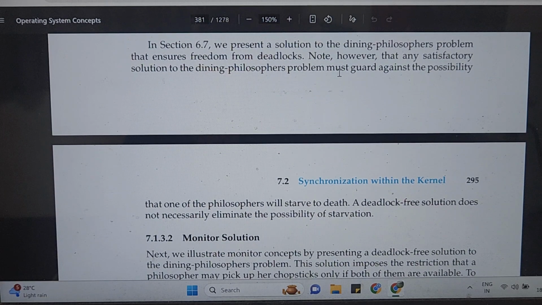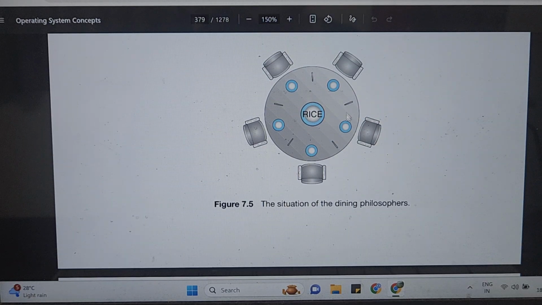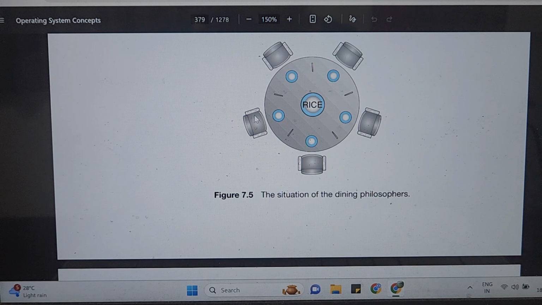any satisfactory solution to the dining philosopher's problem must guard against the possibility that one of the philosophers will starve to death. See, the thing here is, maybe this person first takes both and then they eat, then they put it down. Then this person takes both, they eat, they put it down. Again this person feels hungry, so they eat, they put the chopsticks down. If this back and forth between these two persons keeps happening, this philosopher is never going to get to access either of their chopsticks, so this person will starve to death, right? And in computer science terms, this process is never going to get any of the resources it needs. It will wait indefinitely, which is called starvation.